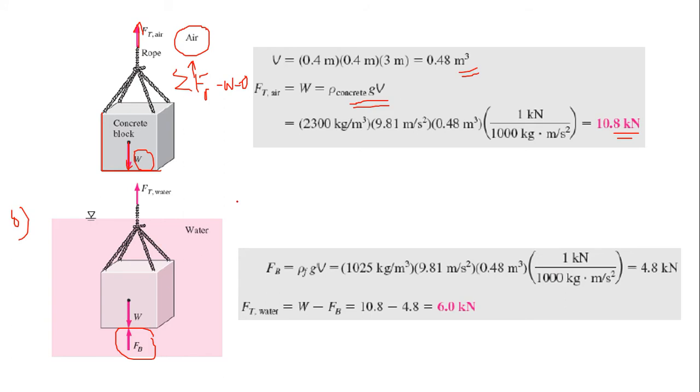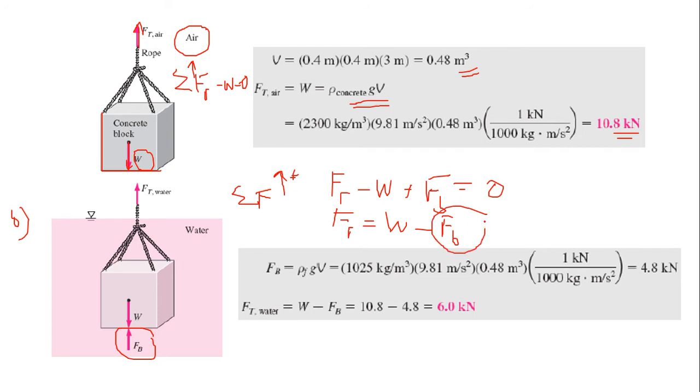So when you write the equation, summation of force again, upward is positive, equal to 0. So FR minus W plus FB equals 0. So FR equals W minus the buoyant force, FB. W you already found, 10.8. So now you need to find FB, the buoyant force.